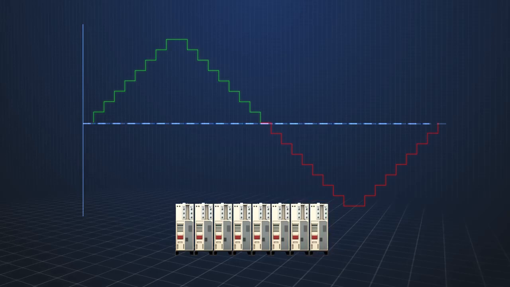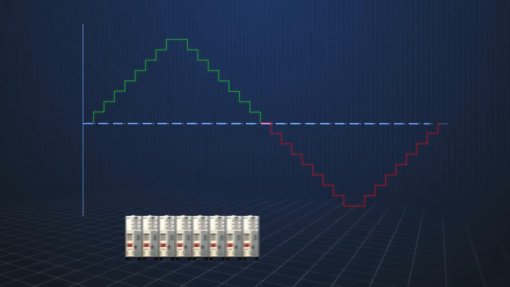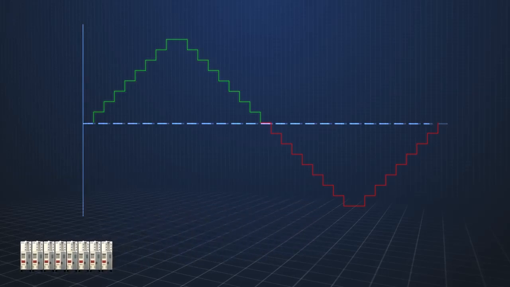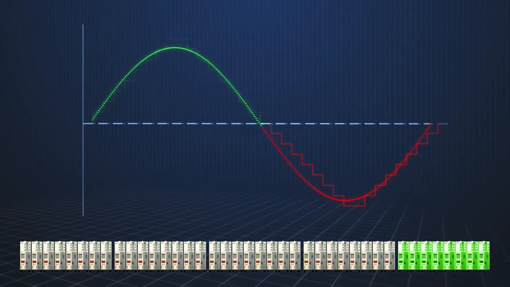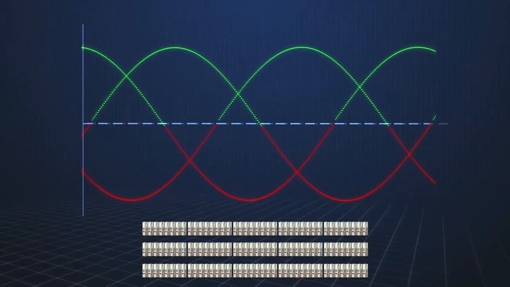One full sequence produces one complete cycle of a sinusoidal voltage waveform. By adding even more modules, we are able to achieve a smoother waveform closely matching the system. Stacking the modules 3 high, we can now produce a complete waveform for each phase of the 3-phase system.